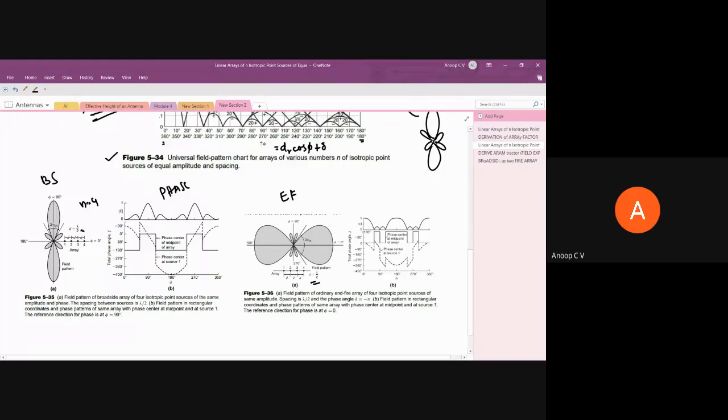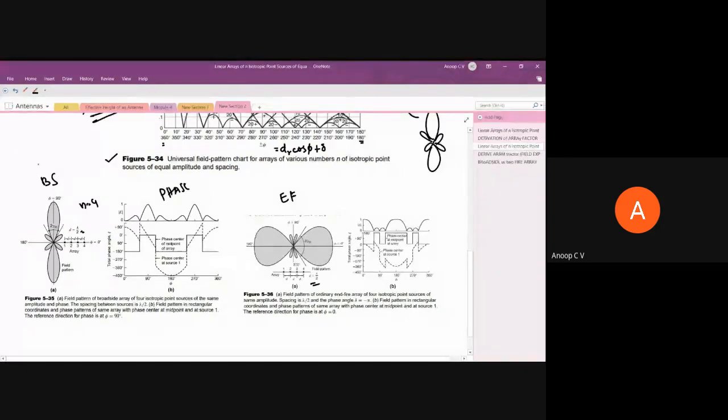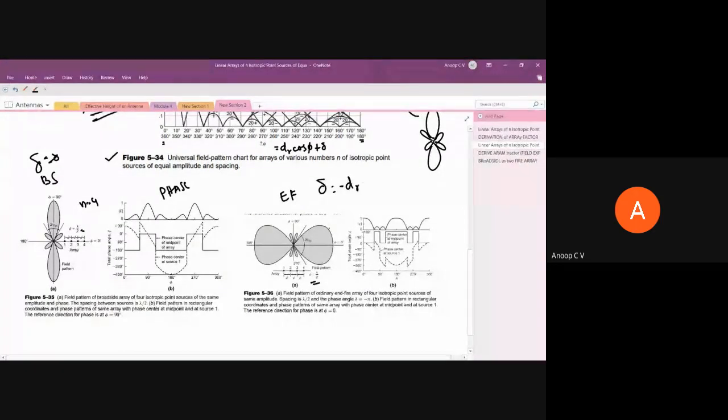In the exam, they may either ask you to derive the expression or they may give a case: 4 isotropic point sources form a broadside array. Broadside means you should understand delta equal to 0. End fire means you should understand delta equal to minus beta d. In this case, if d equal to lambda by 2, you can calculate that. And as I told, if n is equal to 4, on one side you will have 4 lobes and 3 minima.